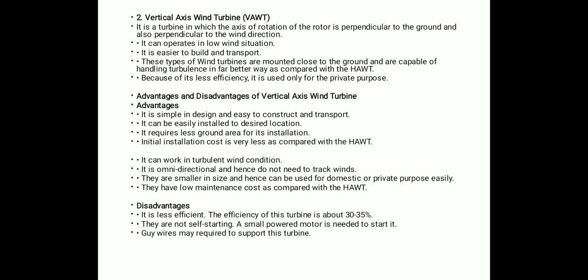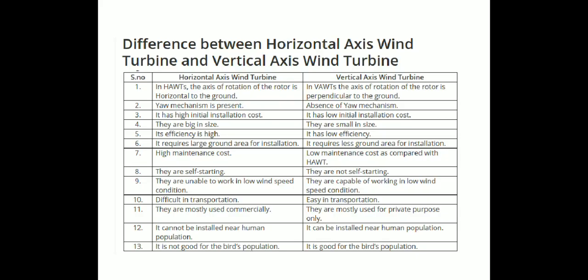And with these limitations, it is less efficient. The efficiency of this turbine is only about 30 to 35%. They are not self-starting. A small power motor is needed to start it, and guy wires may be required to support these turbines. This is the basic difference between the HAWTs and the VAWTs. That is for your study purposes.